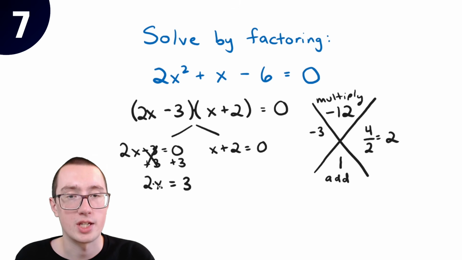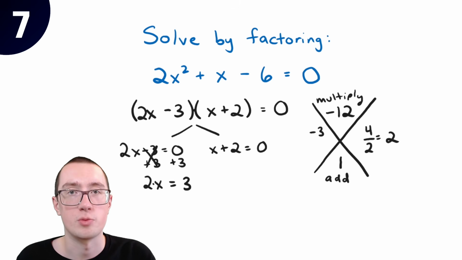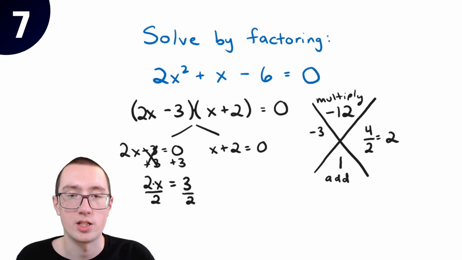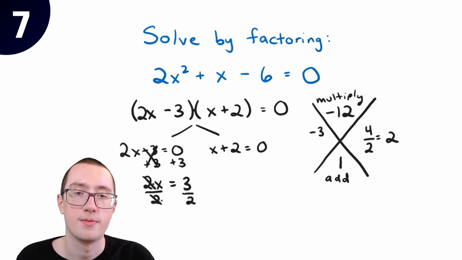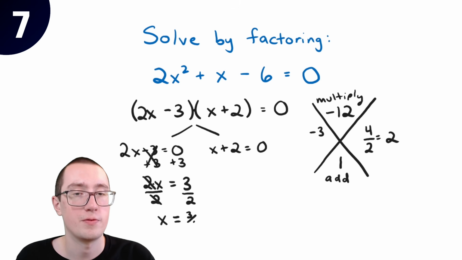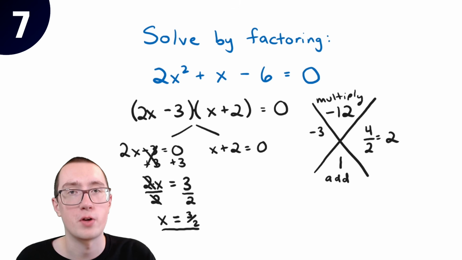Now, this is multiplication, right? 2 times x. So I'm going to do the opposite of multiplication, which is division, and divide both sides by 2. So the 2's cancel out. On the left side, we just have x. And on the right side, we have 3 divided by 2. That cannot be simplified, so it's just going to stay as 3 over 2. And this is one of our answers.